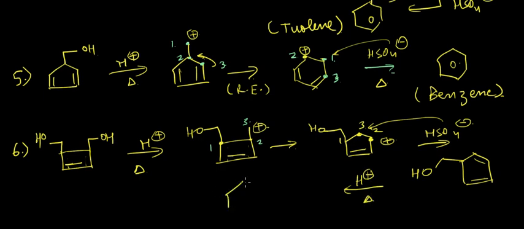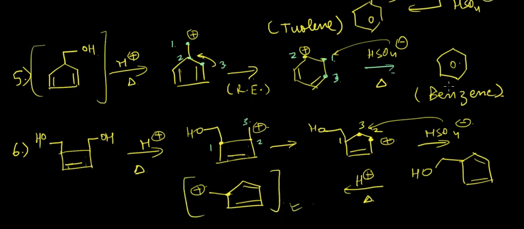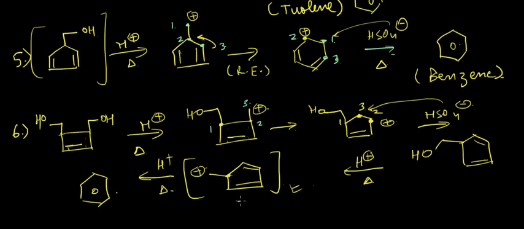What will happen is, we'll get a positive charge here. And we already know that when we get this product in presence of H plus, it gets to benzene. So in presence of H plus and heat, we will get a benzene ring, as seen in the fifth example.